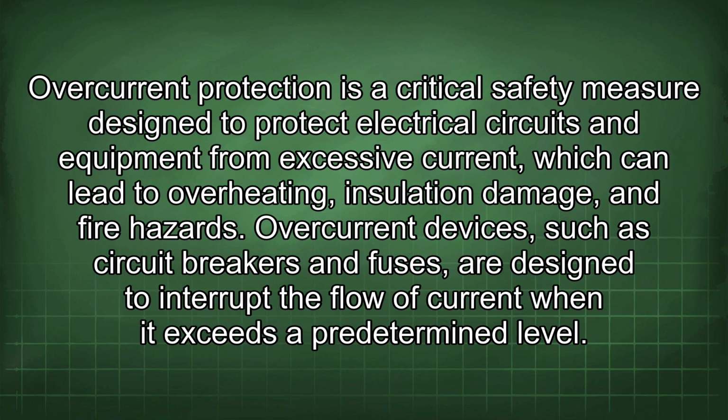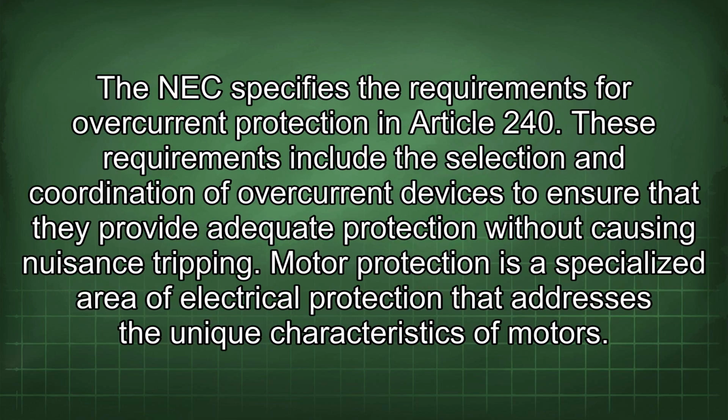Overcurrent protection is a critical safety measure designed to protect electrical circuits and equipment from excessive current, which can lead to overheating, insulation damage, and fire hazards. Overcurrent devices, such as circuit breakers and fuses, are designed to interrupt the flow of current when it exceeds a predetermined level. The NEC specifies the requirements for overcurrent protection in Article 240. These requirements include the selection and coordination of overcurrent devices to ensure that they provide adequate protection without causing nuisance tripping.